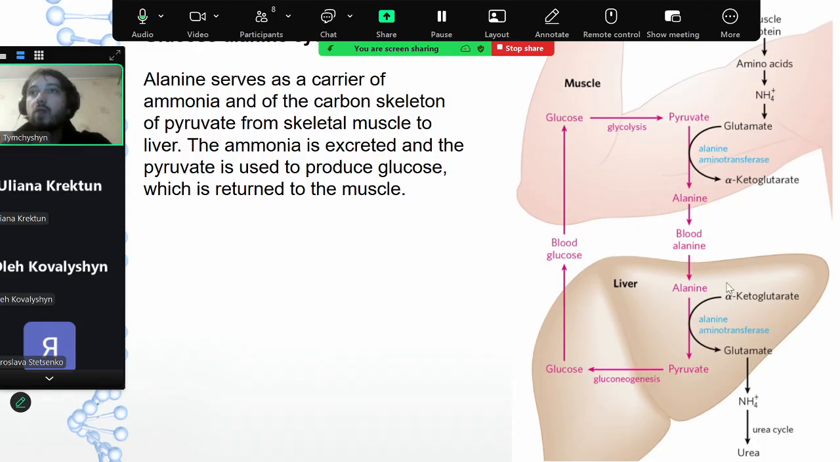And so here is the way. Alanine aminotransferase transfers that nitrogen to the alpha ketoglutarate, and that goes down.